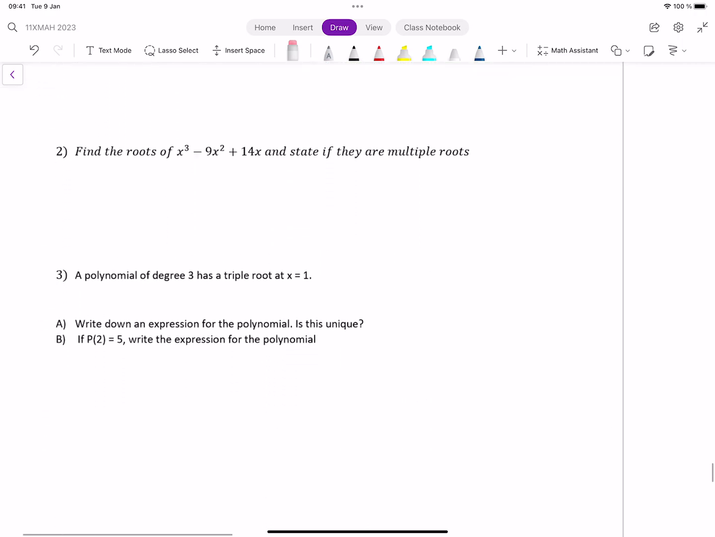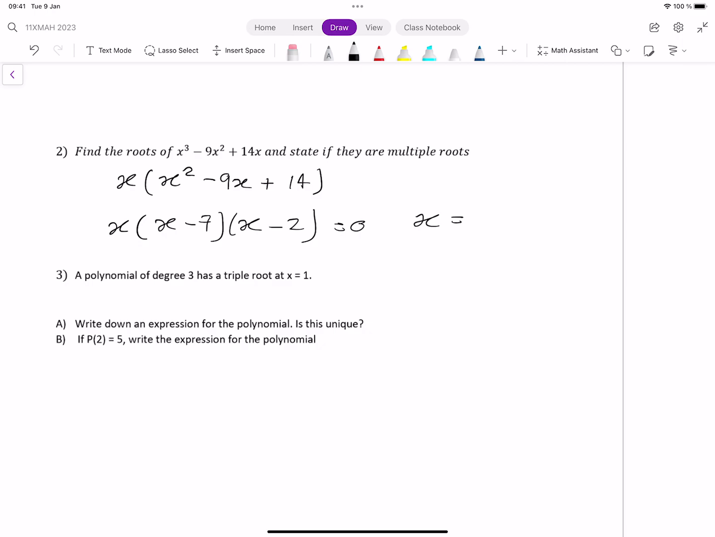So question number 2 says, find the roots of x cubed minus 9x squared plus 14x and state if they're multiple roots. So I'm going to factorize this. That's going to be x times (x squared minus 9x plus 14). If we factorize that again, it's going to be x minus 7, x minus 2. If we make that equal to 0, our zeros are going to be 0, 7, and 2. So, therefore, no multiple roots.